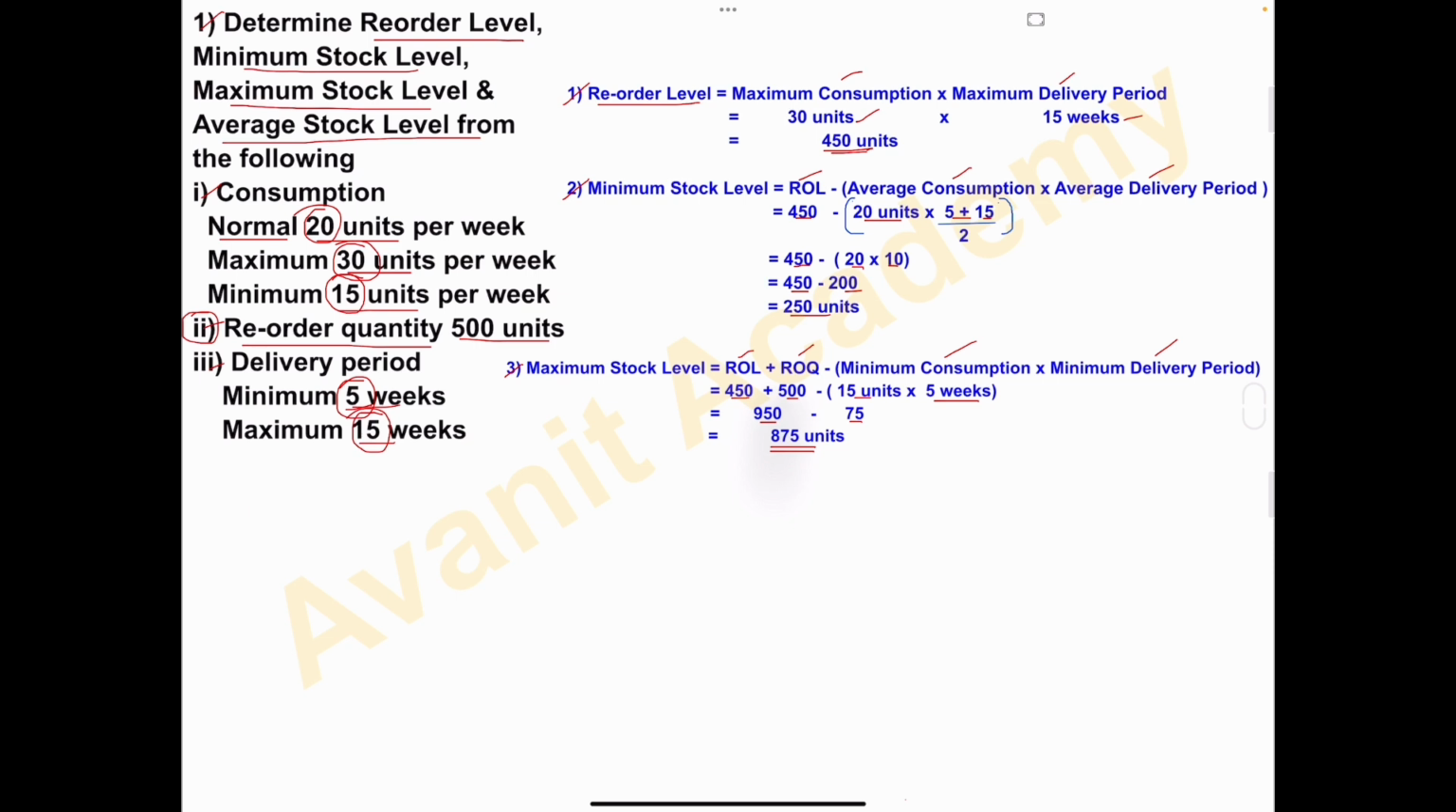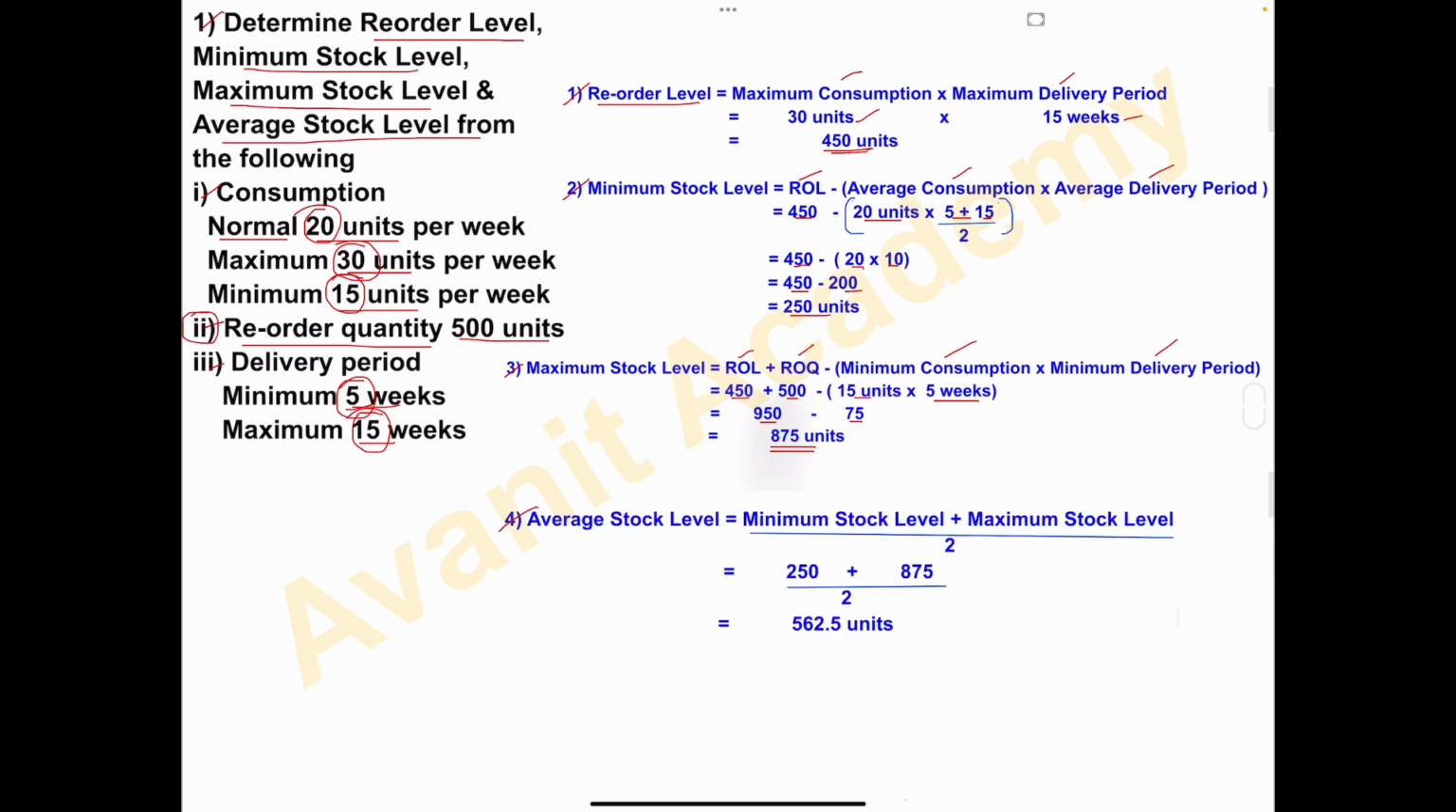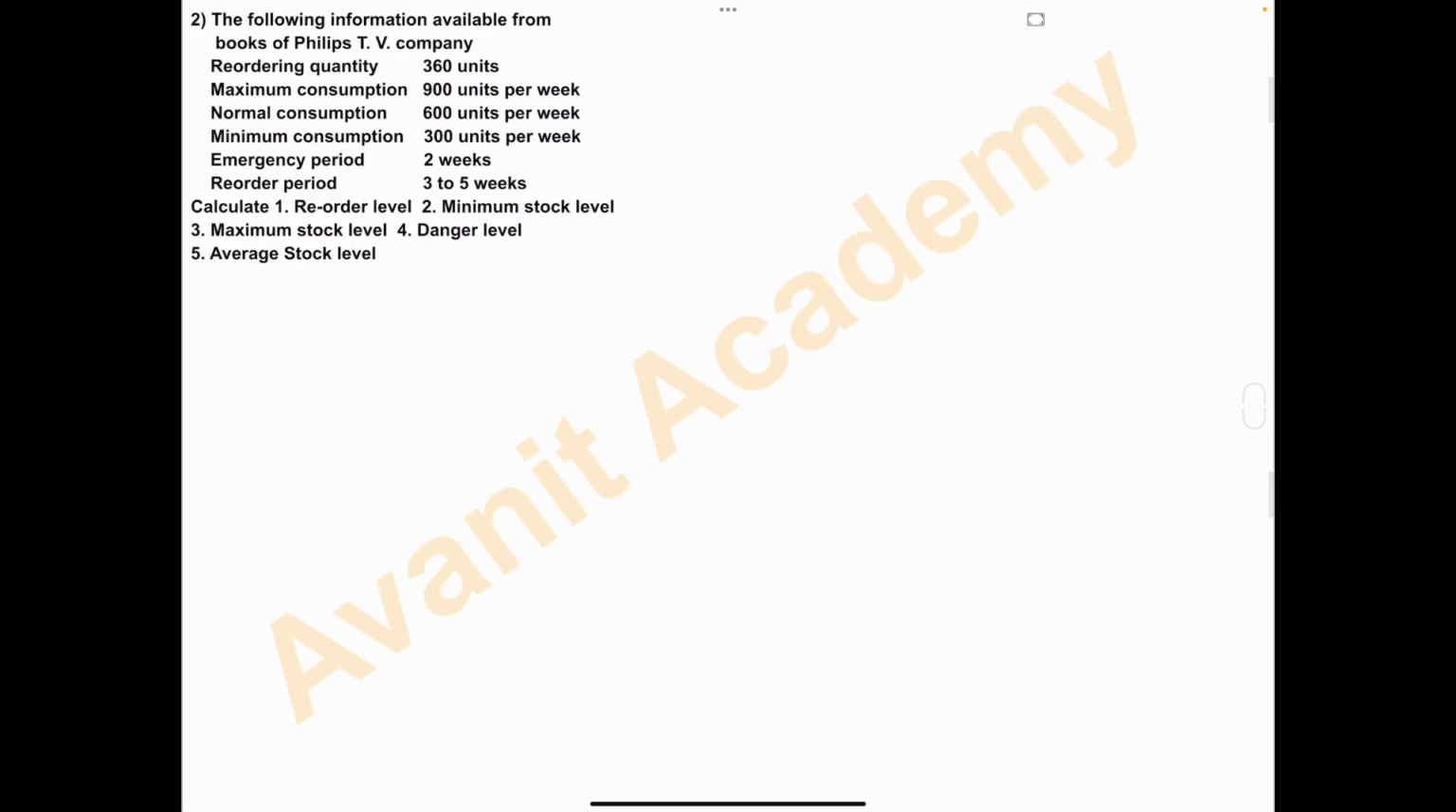Last, what we have to calculate? Average stock level. Formula is minimum stock level plus maximum stock level divided by 2. Minimum stock level is, see the solution, point number 2, 250 units. Plus maximum stock level, see in point 3 in solution, 875 units, divided by 2. 250 plus 875 divided by 2, and the answer is 562.5 units.